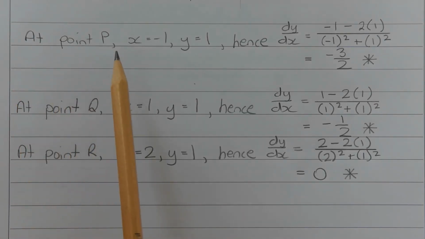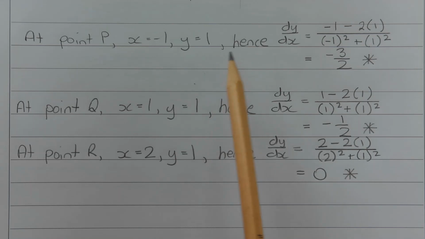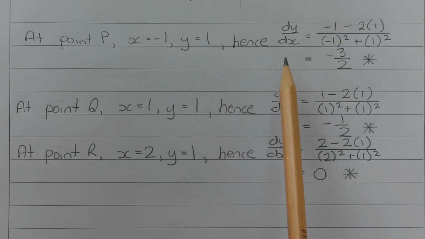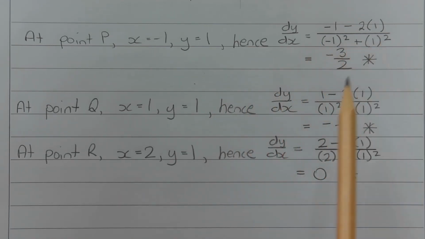At point P, x equals -1 and y equals 1. Hence, the value of dy/dx at that point is equal to (-1 minus 2 times 1) over (-1 squared plus 1 squared), which equals -3/2.